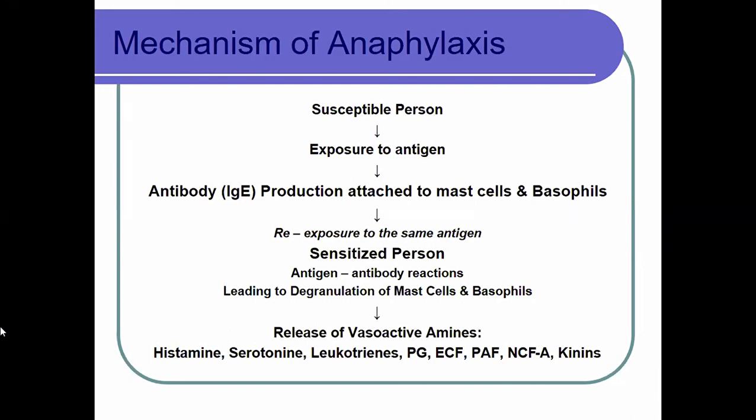There could be now antibody reactions leading to the degranulation of the mast cells and basophils, releasing now these vasoactive amines, namely your histamine, serotonin, leukotrienes, your prostaglandins, the eosinophil chemotactic factor, the platelet activating factor, the NCFA, and the kinase. So those are just examples of the vasoactive amines that are released once the mast cells are degranulated.